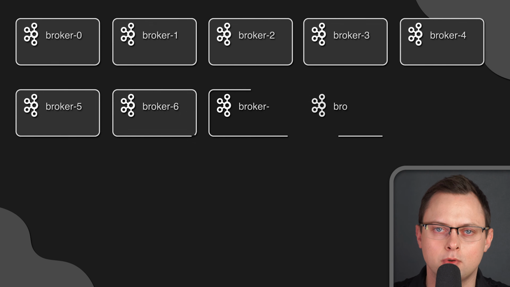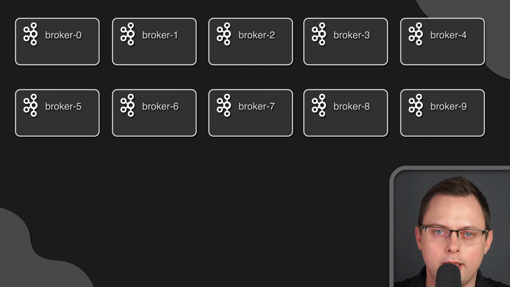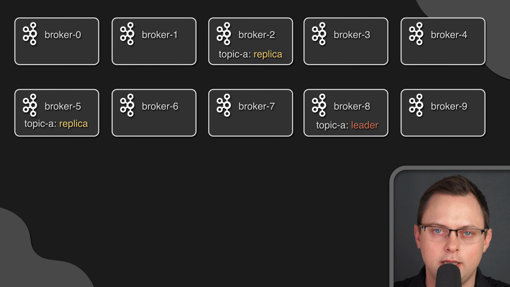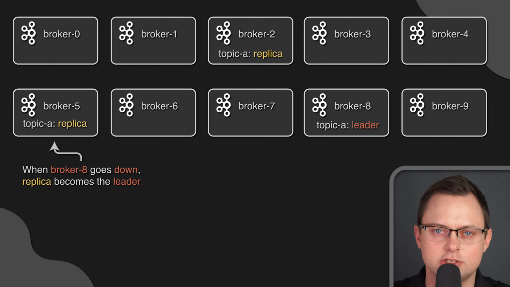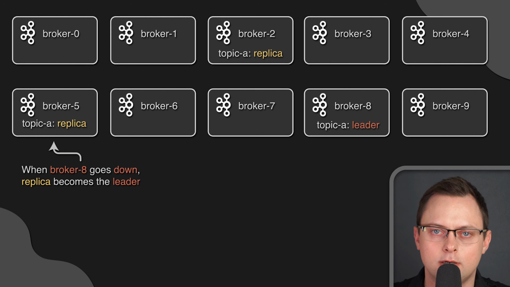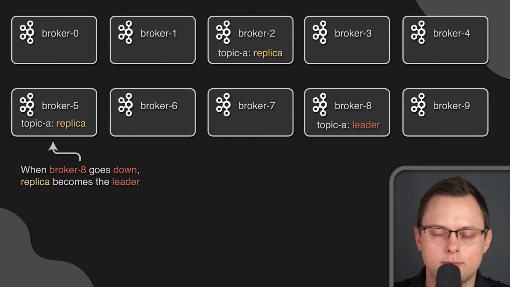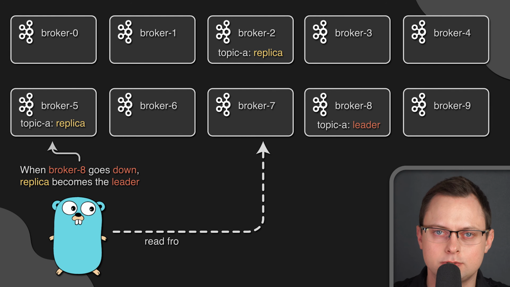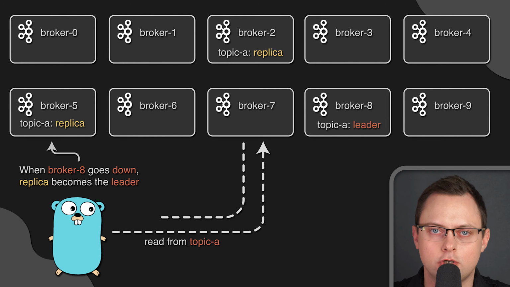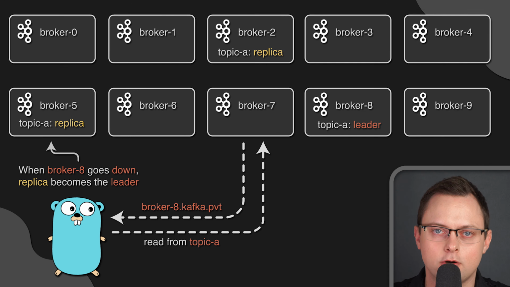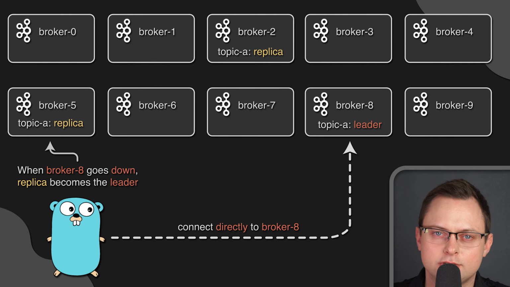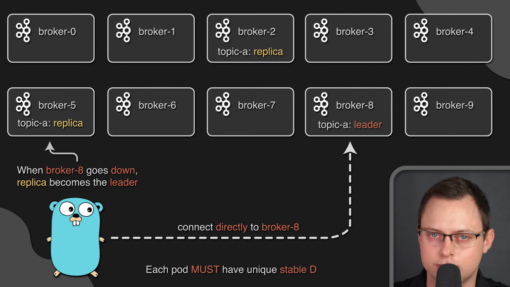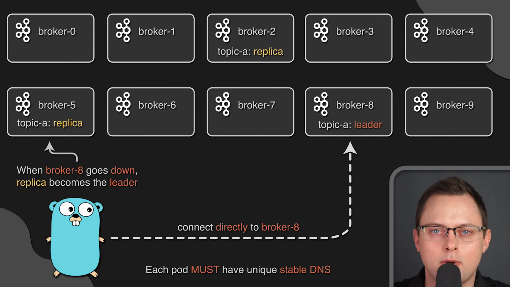Let's say you have deployed a 10-node cluster in Kubernetes, and you have a few topics with replication in case one broker goes down, so you won't lose the data. A topic consists of partitions, and each partition has a leader and replicates that partition to other brokers. Now, when the client sends a request to read data from a topic, Kafka returns the broker's hostname with the leader of that partition, allowing the client to connect directly to that broker. Therefore, unless you have a stable network identity for each broker, or a pod in this case, it's not possible for the client to connect to a specific broker.